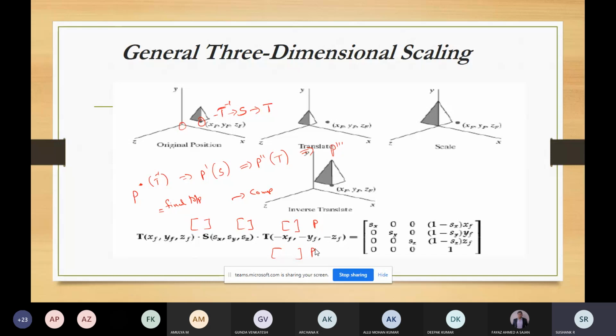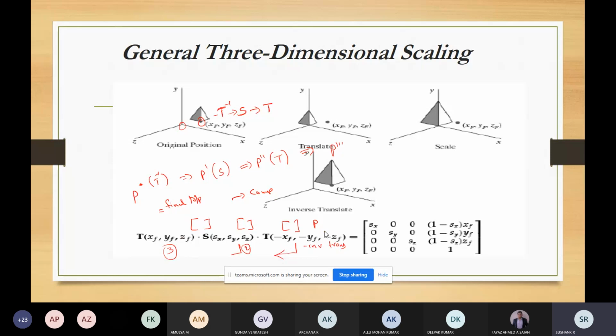So here also in our example, you can see the inverse translation is written on the right hand side. This will be my first transformation. The second transformation will be my scaling, and the third transformation will be the translation. So first I'm performing the inverse translation, so that is the one which I'll be writing on the right hand side. So this you can remember.